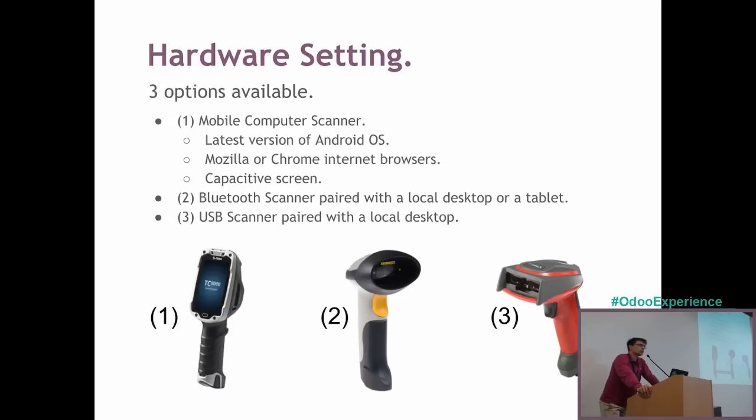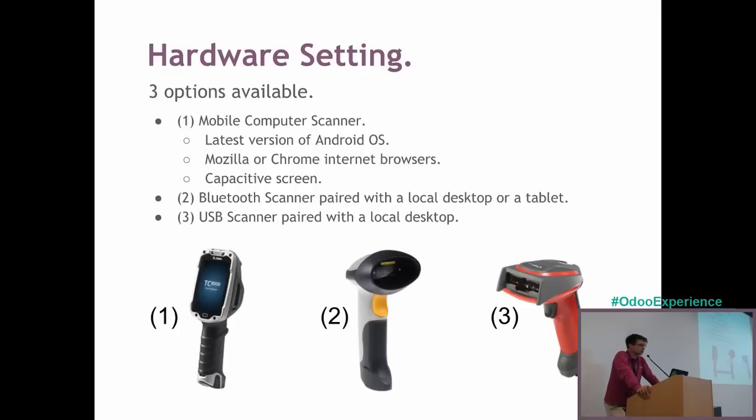So now that we have the main principles to understand how the Barcode app is organized, it's of course important to talk about the different options that are available for you when it comes to the hardware setup that you have to put into place. In fact, we have three options available. The first one, which is of course the most expensive but the most flexible, is the mobile computer scanner. It means that you have a mobile computer embedded within the barcode scanner, which helps you carry the barcode scanner and the Odoo application everywhere, in any corner of your warehouse.